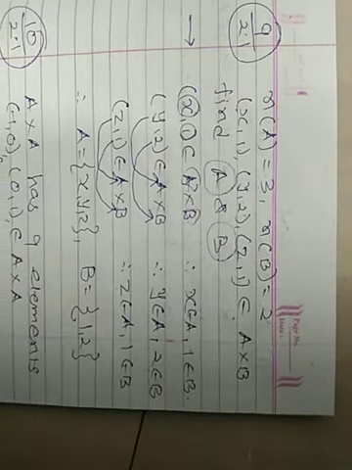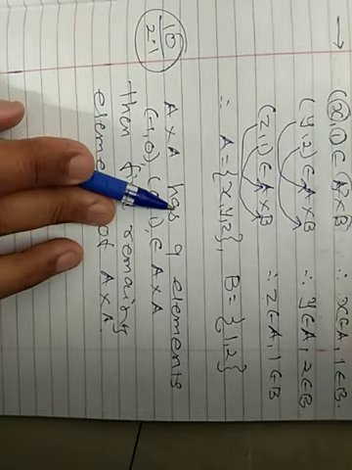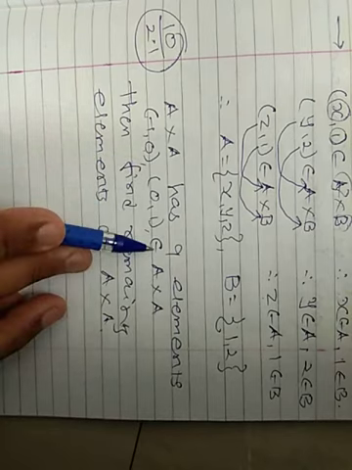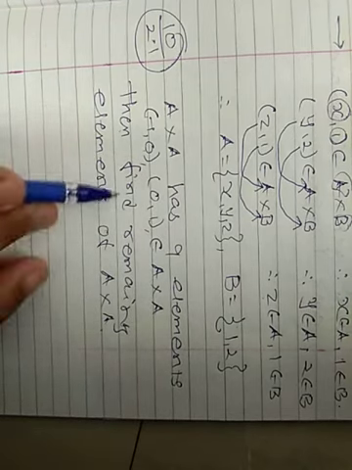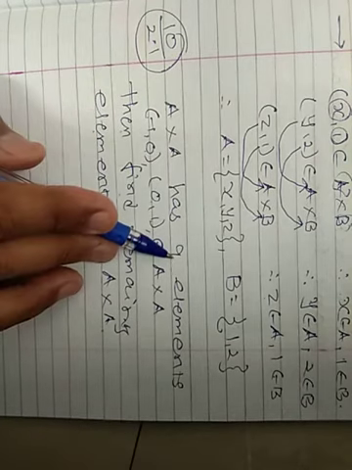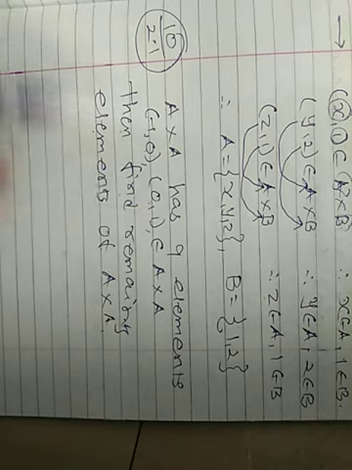Clear sir? Now the next one: A cross A has 9 elements. (-1, 0) and (0, 1) are members of A cross A. Then find the remaining elements of A cross A. Very simple. A cross A has 9 members, among which 2 are given.